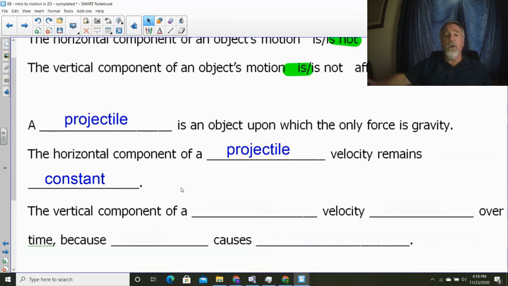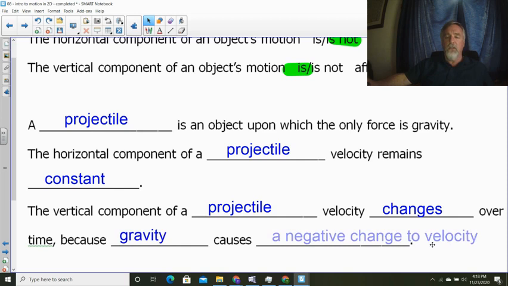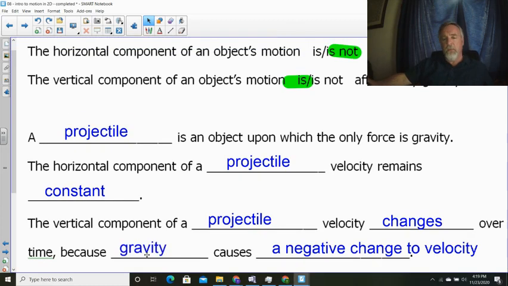The vertical, though, we do have a change. The vertical component of a projectile's velocity does change over time. And why does it change over time? Because gravity is causing it to accelerate in a negative direction. It's causing a negative change to our velocity. So this is what I mean about projectile motion.